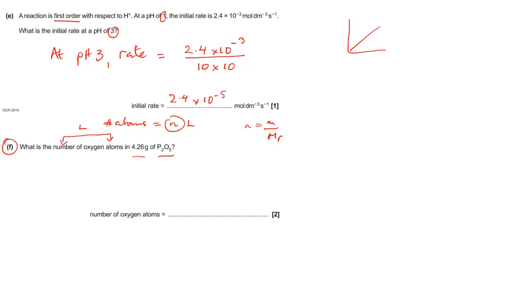So what is the number of oxygen atoms? So the first thing, of course, that we want to calculate is the moles of phosphorus oxide, and that's going to be our mass over Mr. The mass from the question is 4.26. Mr, we just count up using our periodic table and we get 142.